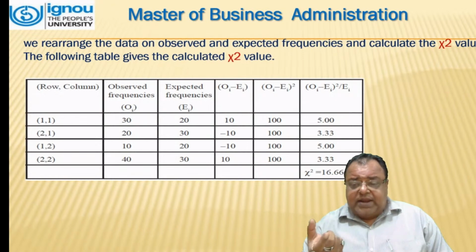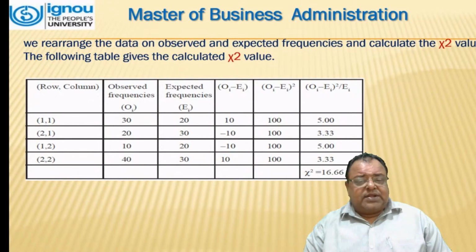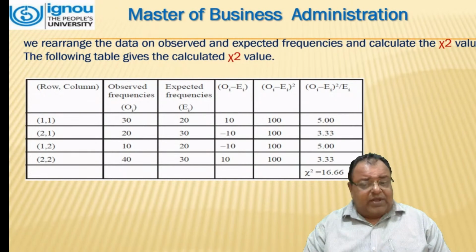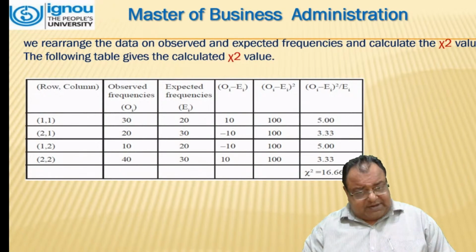And finally, we have to calculate (OI minus EI) whole square divided by EI. That means this comes out to be 5, 3.33, 5.0, and 3.33. When we are totaling up, we are totaling sigma of chi square, which comes out to be 16.66.